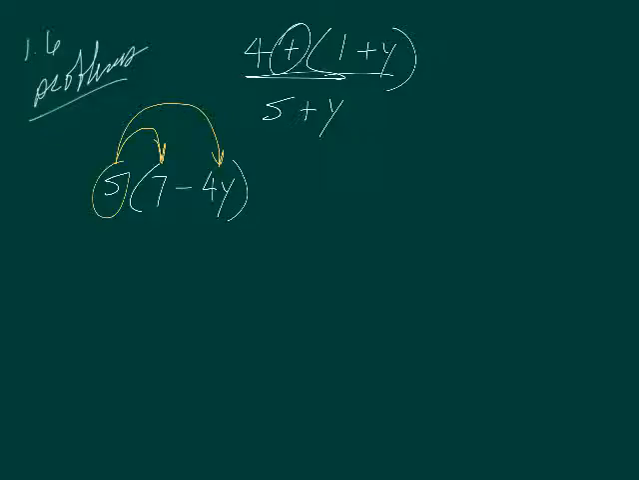So I'm going to multiply the 5 times 7. And I'm going to multiply the 5 times the 4y. And I'm going to put my negative there, because 5 times negative 4 is negative 20, and we tag our y on there since the 5 and the y cannot be combined there.